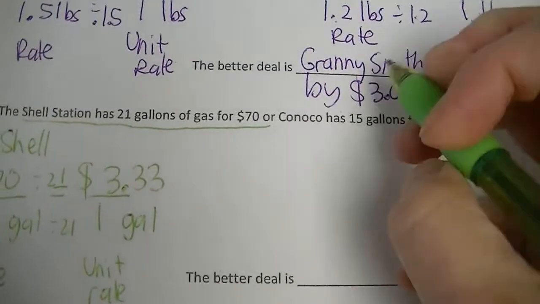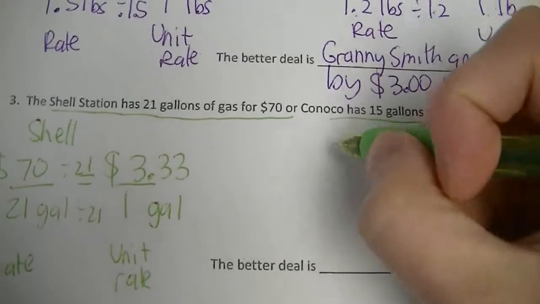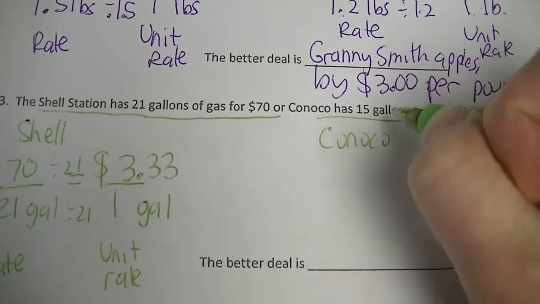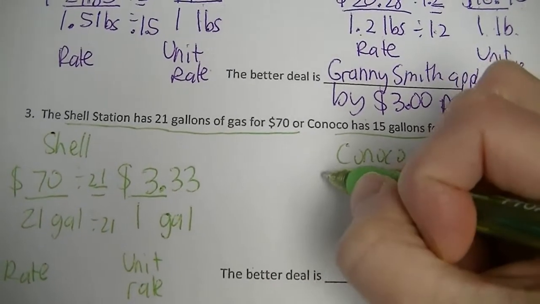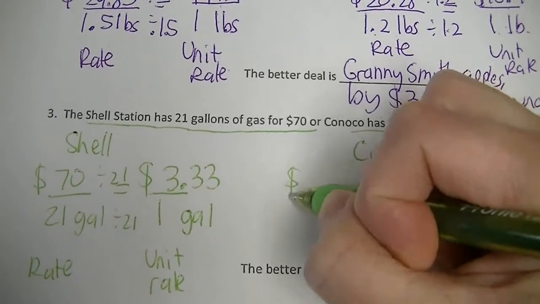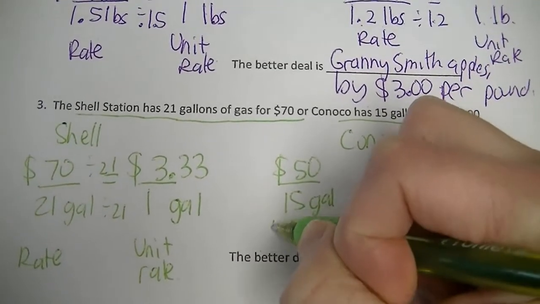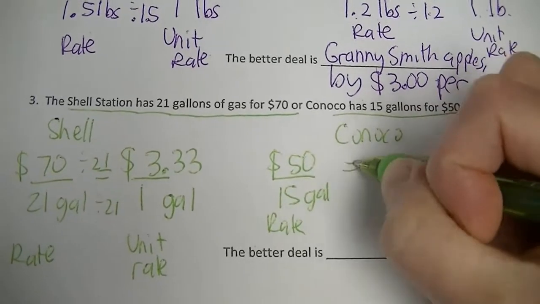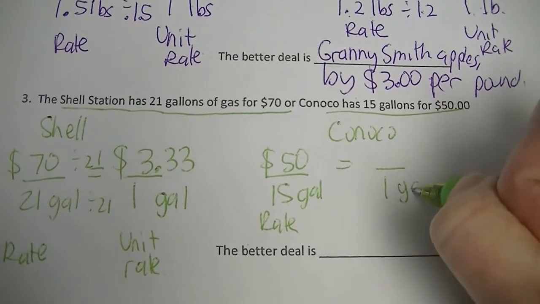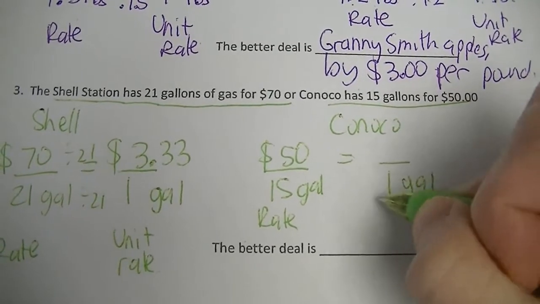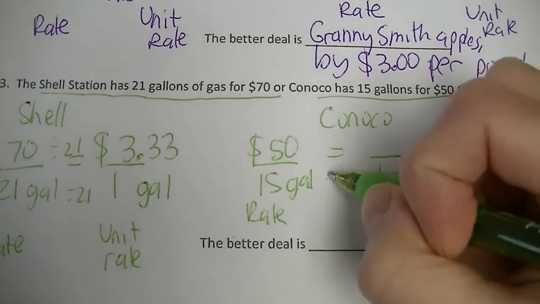All right, and then Conoco, their deal is 15 gallons of gas for $50. So I'm going to write out the rate here. It's $50 for 15 gallons of gas, and that's the rate. And to get to the unit rate, you want 1 in the denominator. 15, how do you go from 15 to 1? Well, we just divided by 15.